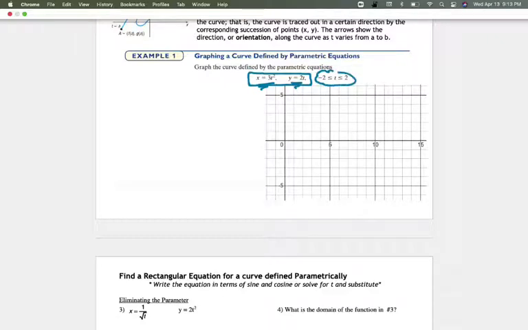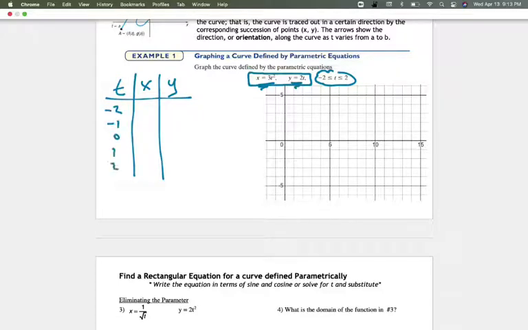They've also defined for us what the domain is. So you're going to set up a table, and we're going to do the t's from -2 to 2 and see what x and y are. I'm going to plug into the x equation. I'll plug in -2, so I'll do 3 times -2 squared, and I get 4 times 3, which is 12. Then 3 times -1 squared, and I get 3. Then 3 times 0 squared, and I get 0, and so on.